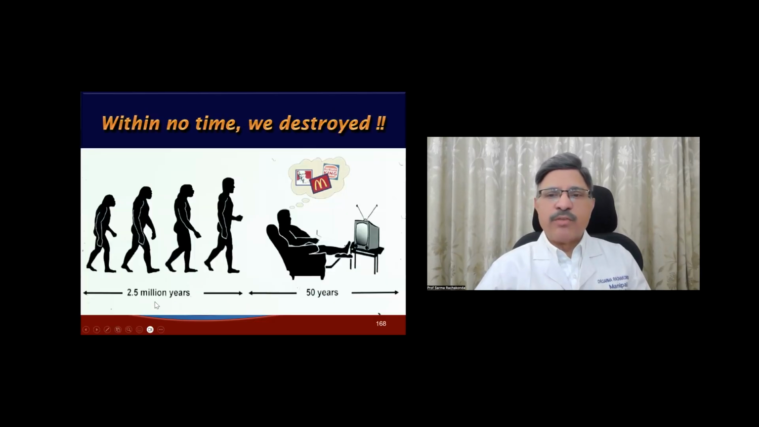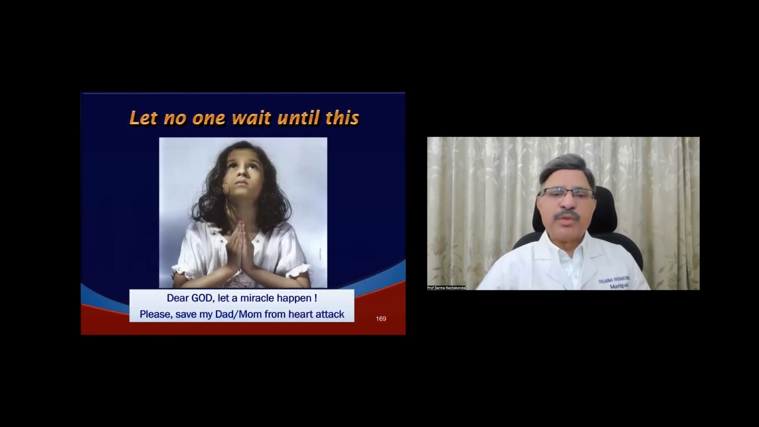Now, 2.5 million years it has taken for the ape man to become an erect, healthy man. Now what happened? In 50 years, we crashed all that, converted that fellow into a McDonald man, Burger King man, Zomato man, Swiggy man, cardiometabolic man. Now, dear God, let a miracle happen.